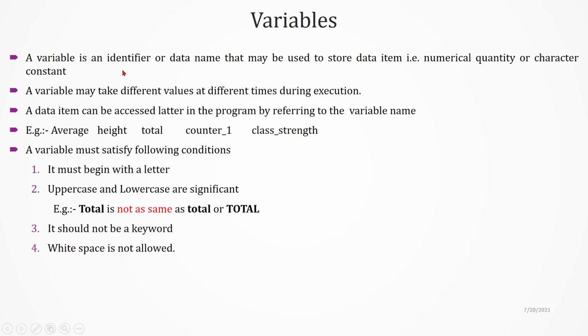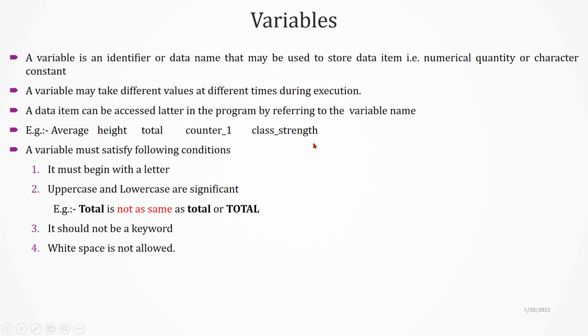So a variable is a data name where we can store some data items. Data items means either an integer value, a numerical value or a character constant. A variable may take different values at different times during execution. So the value of the variable may vary during the execution of the program. A data item can be accessed later in the program by referring to the variable name. So if you want to refer to some data items, we can refer to them by using the variable name.